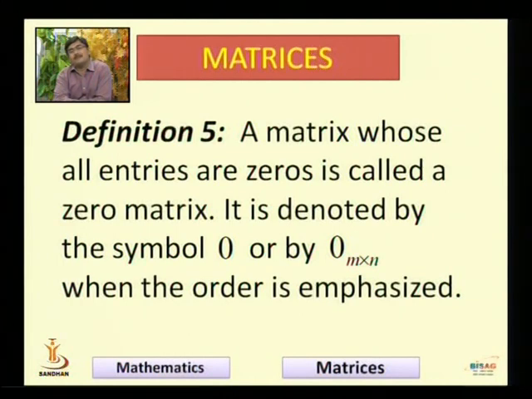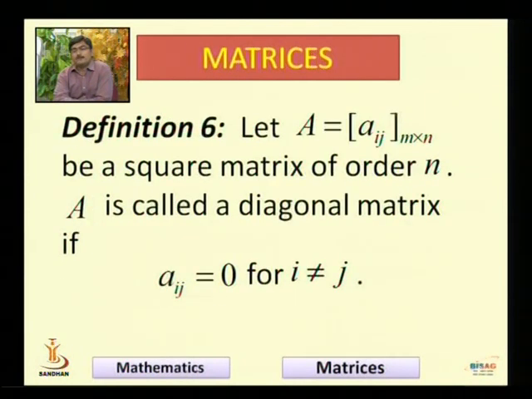So, we will sometimes write 0 matrix of order m by n, meaning that it is an m by n matrix whose all entries are 0. Okay, so much for the 0 matrix. Now, let us define some special kinds of matrices.